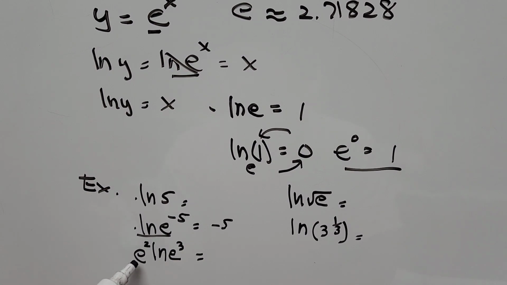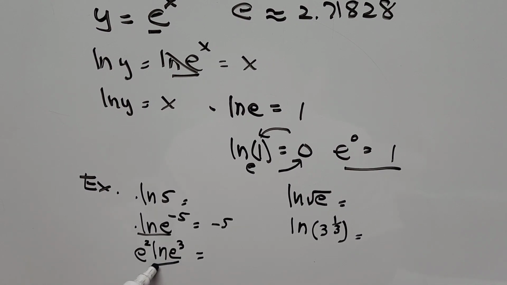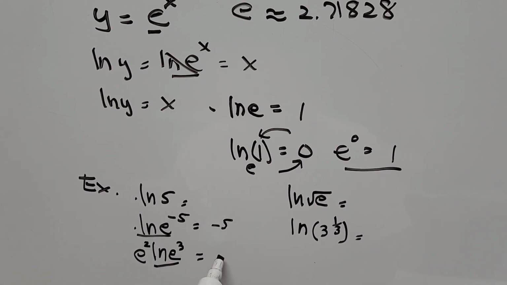Here, ln of e to the power of 3, and the coefficient is e to the power of 2. Once again, we don't need a calculator to solve this. All we have to do is just cancel this out, right? So we ended up with just the coefficient e squared. ln of e is 1, so we ended up with just 3, right? So e squared times 3, or 3 times e squared, is the answer.